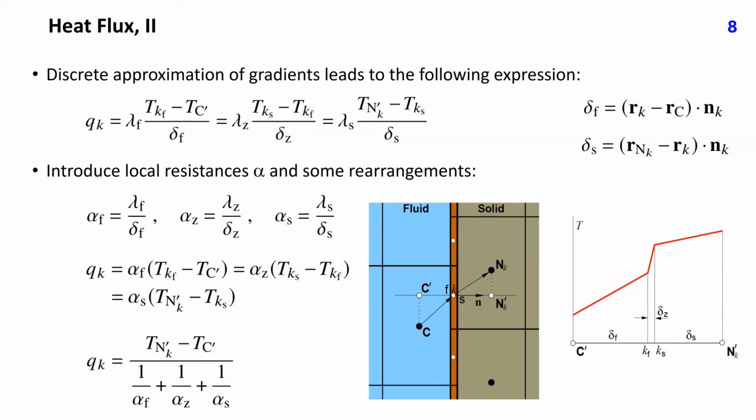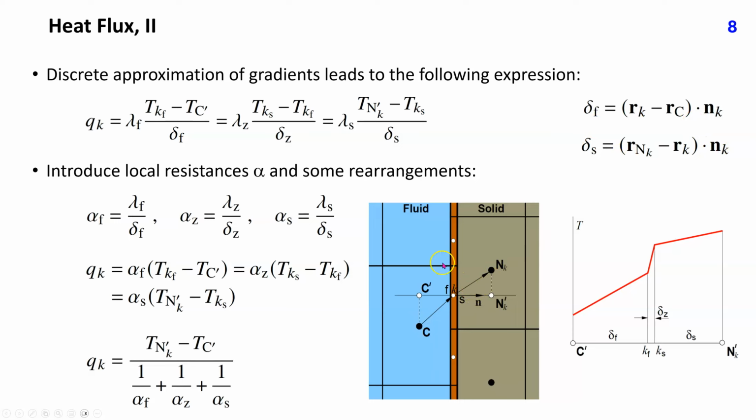Assuming that the grid resolves the laminar sublayer near the wall, that is, y plus is around 1, discrete approximation of gradients by linear profiles leads to the following expression for the heat flux at the wall. The temperature gradient on the fluid side is expressed as the temperature difference between the wall and auxiliary node C' divided by distance, which is defined by this expression. Analogous approximation is used on the other side of the coating layer.